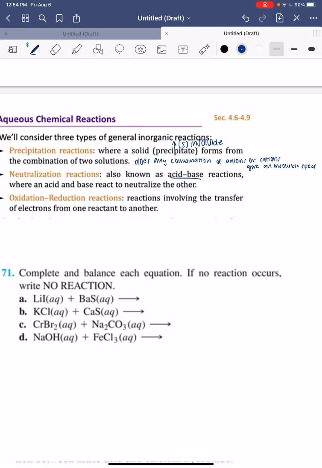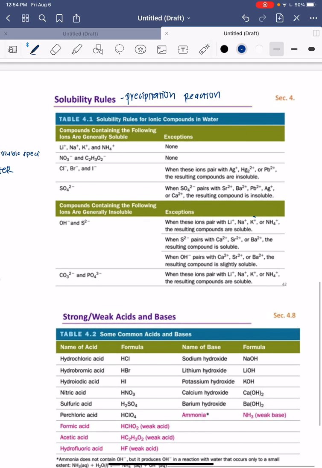We look at neutralization reactions. These are also known as acid-base reactions, and it's when an acid and base react to neutralize the other. The products of an acid-base reaction are always going to be an ionic salt, or just a salt, plus water. And we'll see that in action. But a salt is just something that forms when an acid and a base react with each other. These tables on the right we're going to refer to.